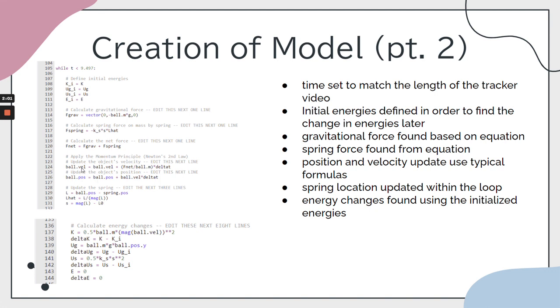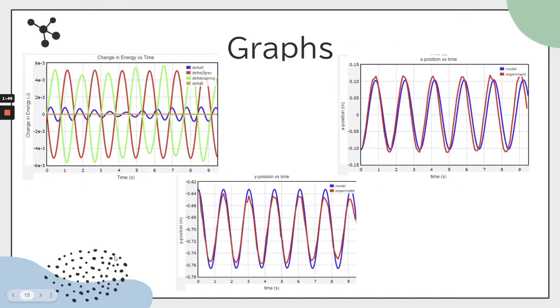the momentum principle to update velocity and position, using the equations that we talked about earlier, and then here the spring position is updated within the loop, and then here these energy changes are calculated based on these initial energies that were calculated up there. So here are the graphs.